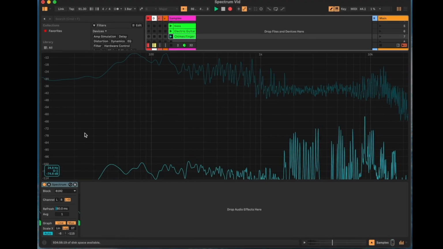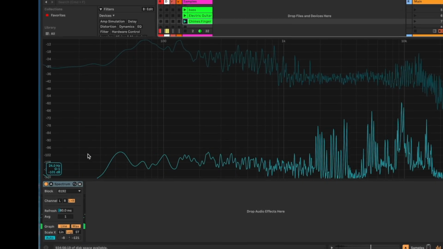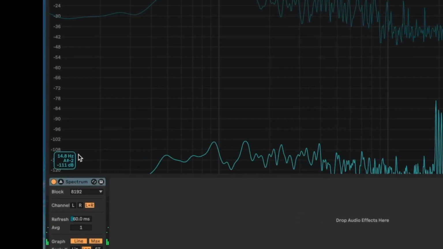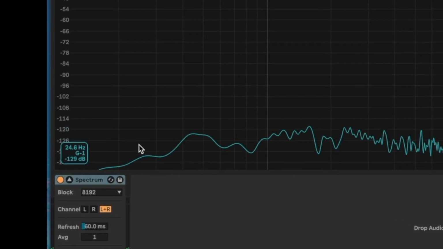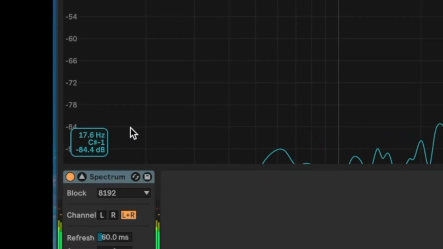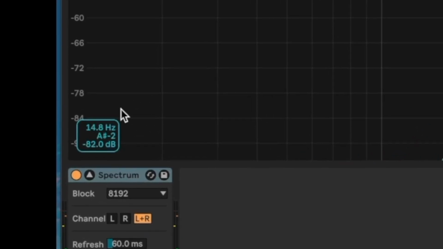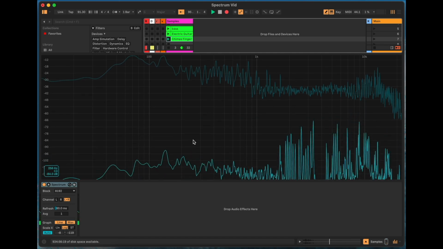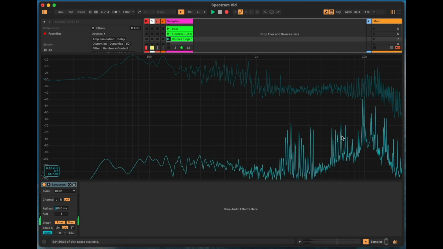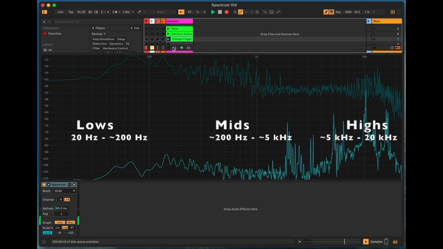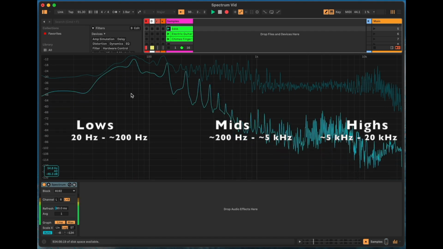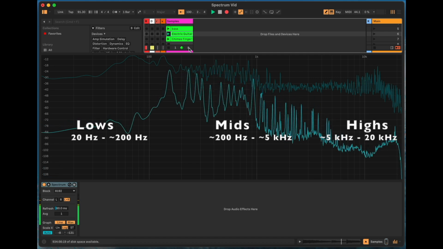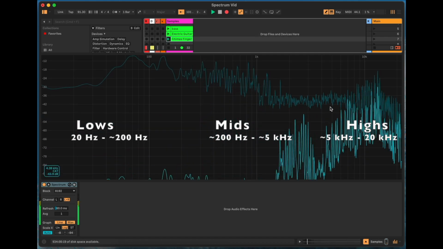As I hover the cursor in the window, pay attention to the lower left corner of the window in the blue box. You will see frequency numbers changing in the blue box as I move the cursor from left to right. The frequency numbers are measured in hertz. Where I am hovering the cursor in the window indicates what frequency we are analyzing at that point in Spectrum's window. Low frequencies are on the left. Mids, or mid-range frequencies, are in the middle. And high frequencies are on the right.